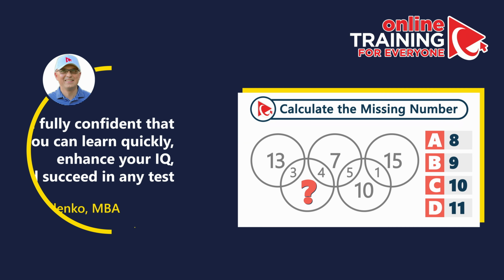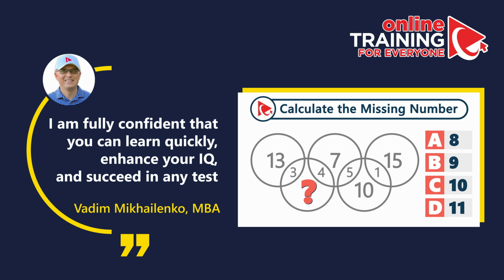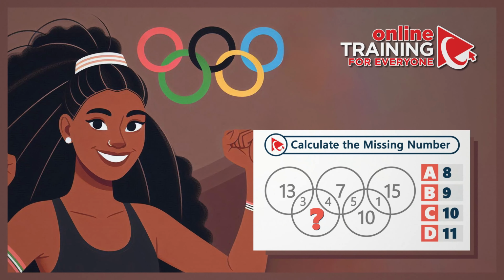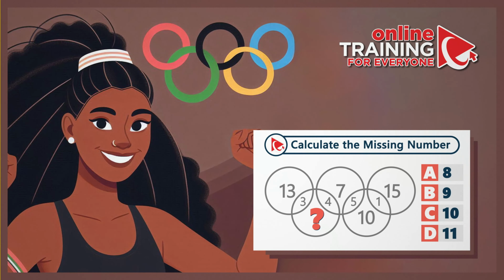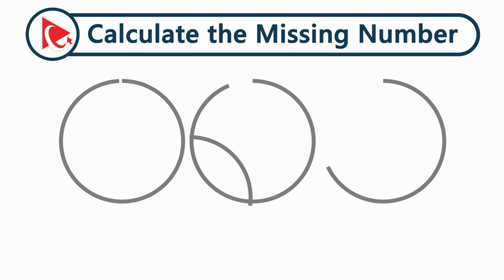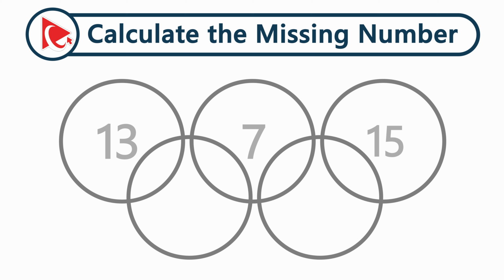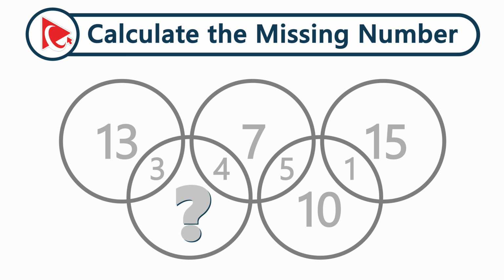Solving this problem is like training for the Olympics. Each effort builds strength and resilience. So keep pushing. Your greatness is taking shape. You're presented with 5 Olympic rings. The numbers in the rings are organized in 3 rows.